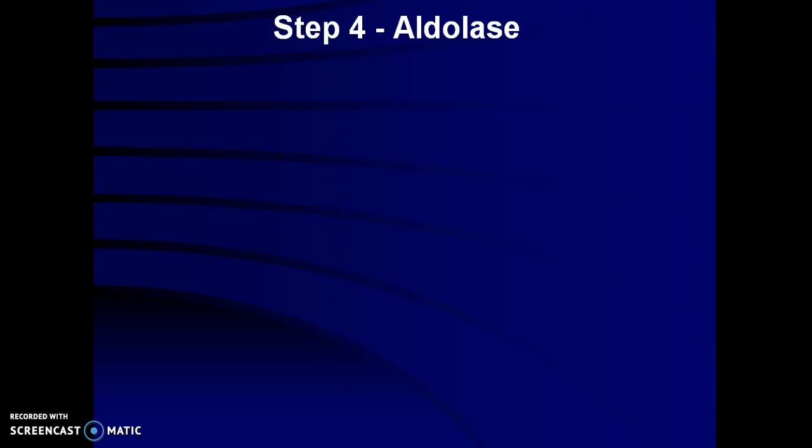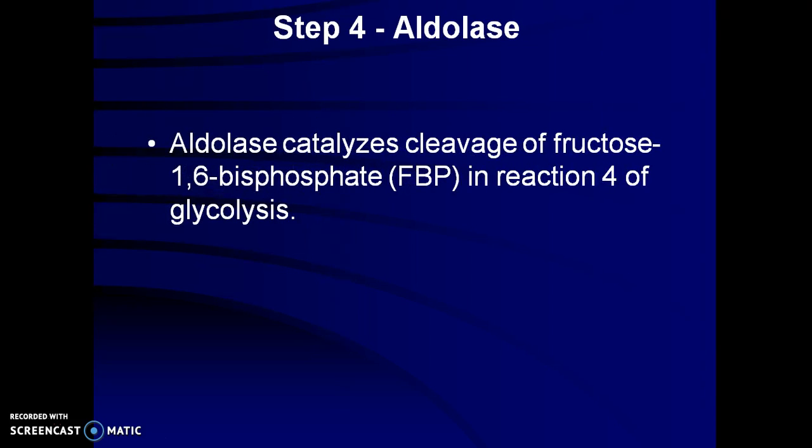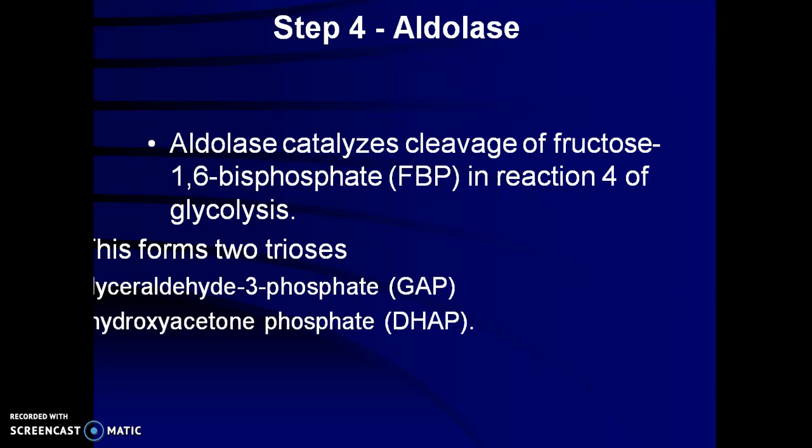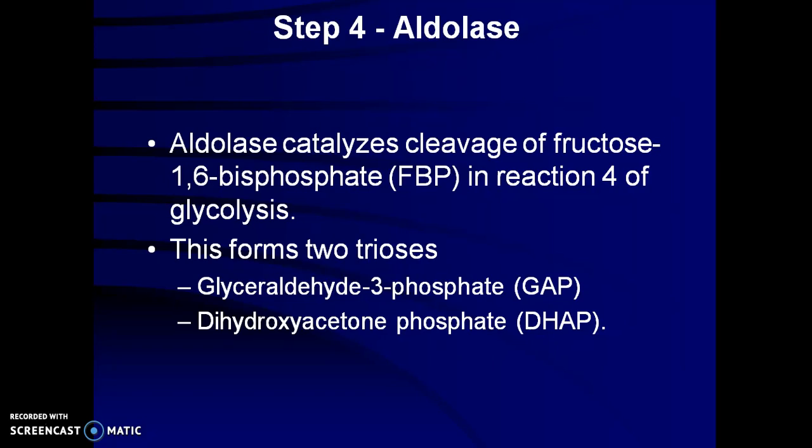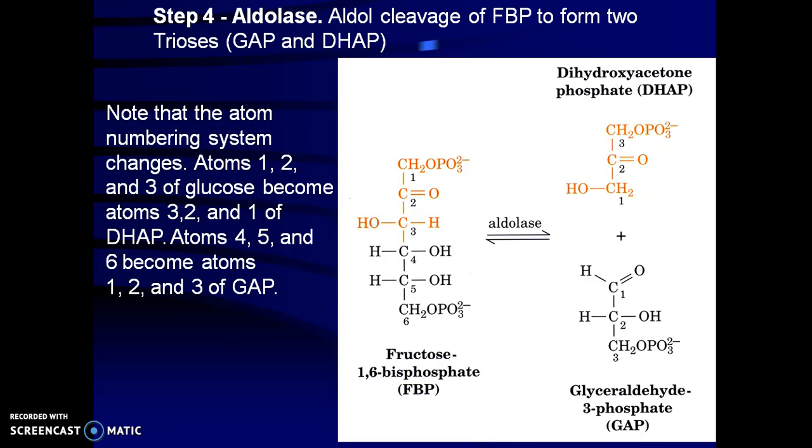The fourth step is catalyzed by aldolase. Aldolase enzyme catalyzes the cleavage of fructose 1,6-bisphosphate in the reaction 4 of glycolysis, and this leads to the production of two 3-carbon molecules, specifically two trioses. One is glyceraldehyde 3-phosphate and the other one is dihydroxyacetone phosphate.